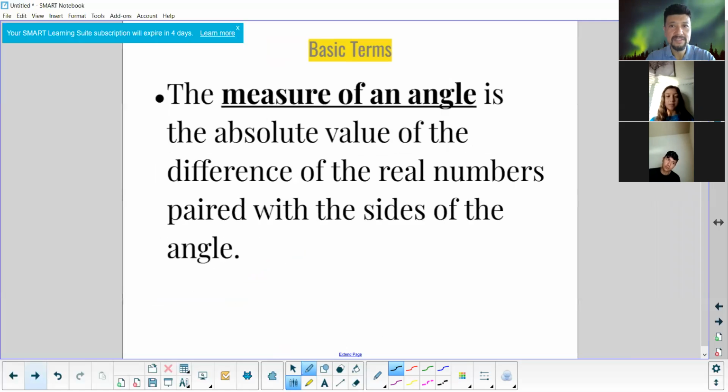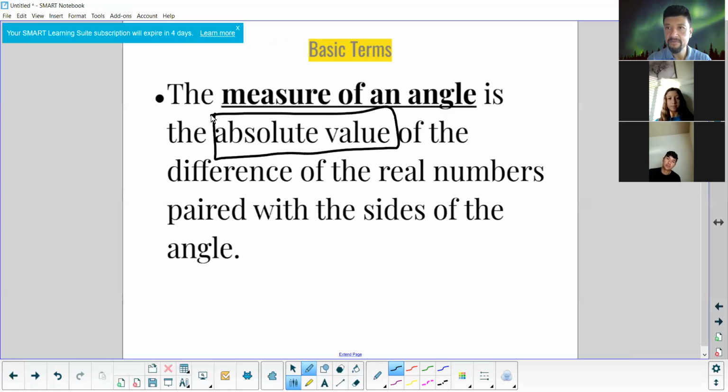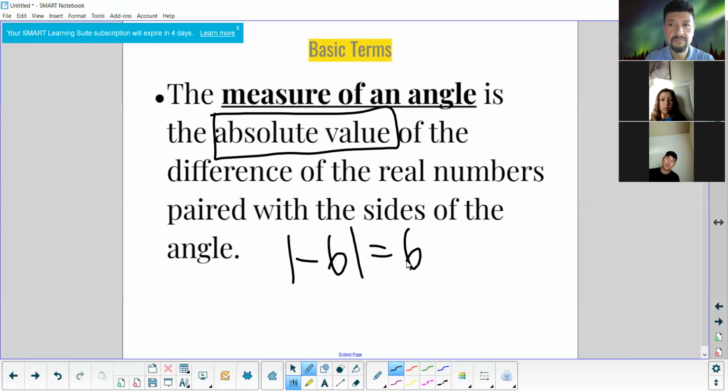All right, now Marcus, read this one. The measure of an angle is the absolute value of the difference of real numbers paired with the sides of an angle. Yeah, so, and remember how you're telling me why absolute value? Because absolute value is always positive, and when we talk about distance, it always has to be positive. Yeah, so that's the reason why.